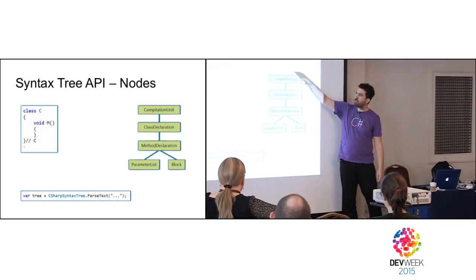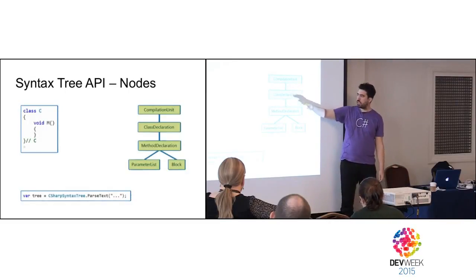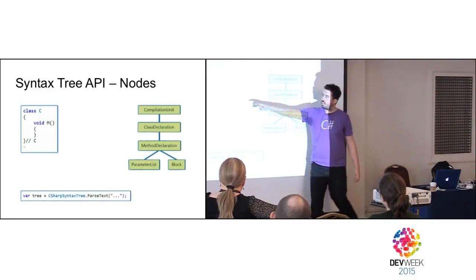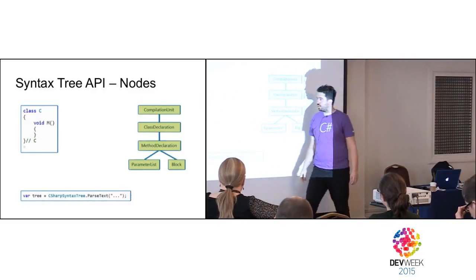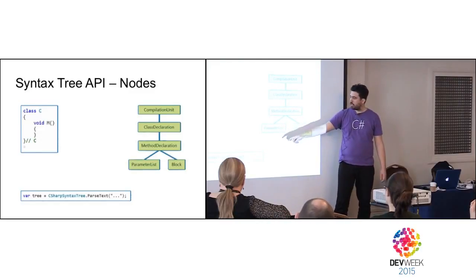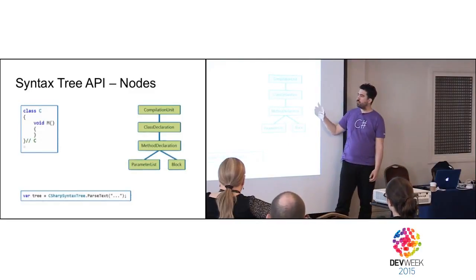So you have a compilation unit, which is a file. It has a class declaration, which is class C. It has a method declaration. The method has a parameter list, which is empty, as you can see. And it contains a block. Block is everything inside of that. So this is how, if you would use this API from Roslyn, you could give it this code, and it will give you out a tree that looks like this.